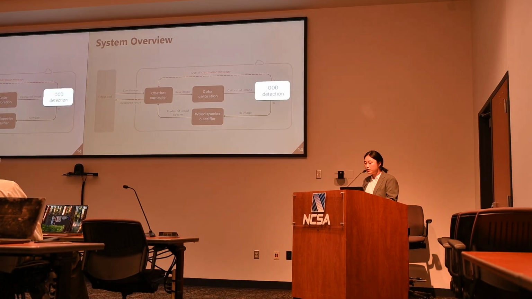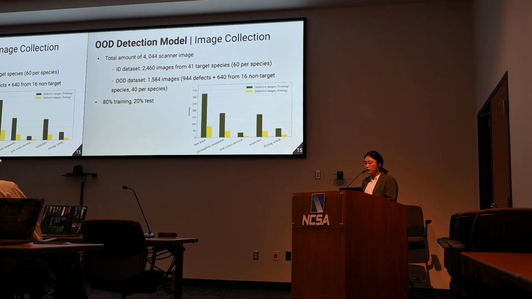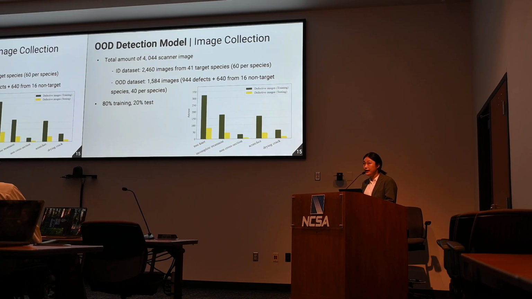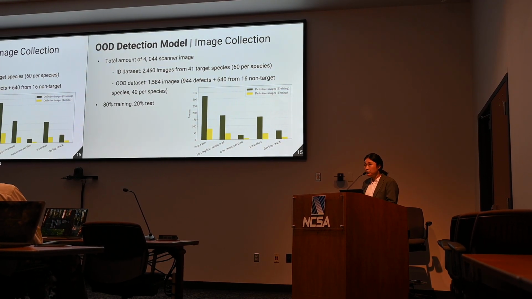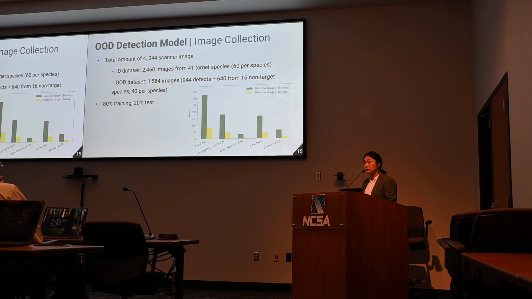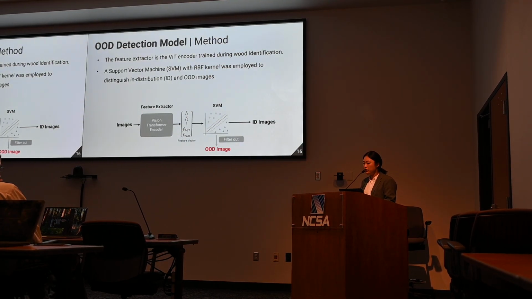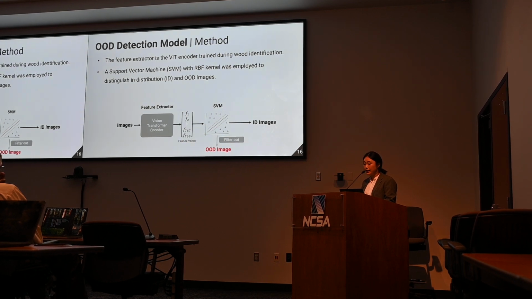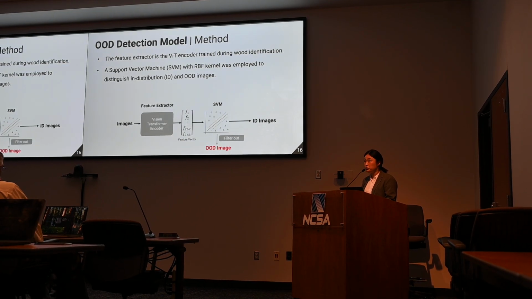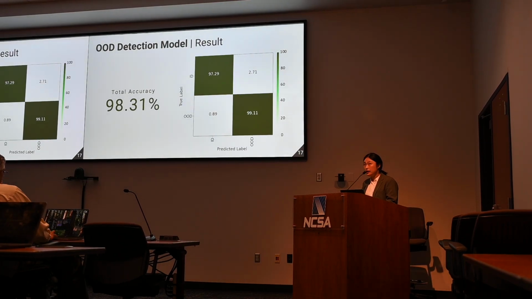Okay. And for our OD detection model, to train the OD detection module, we selected 41 target species as the in-distribution data set, and we also collected defective samples and non-target species images as our OD data set. The feature extractor used here is the same vision transformer encoder that was trained during the wood identification model training. We use it to extract feature vectors from images and to train a support vector machine with RBF kernel to detect these samples. And this is the result of the detection model.